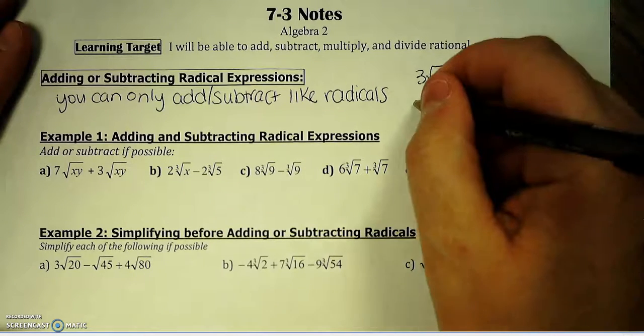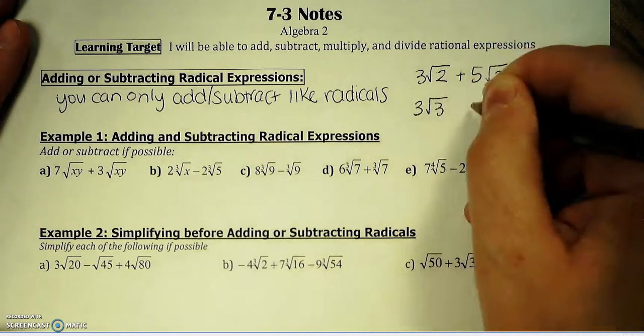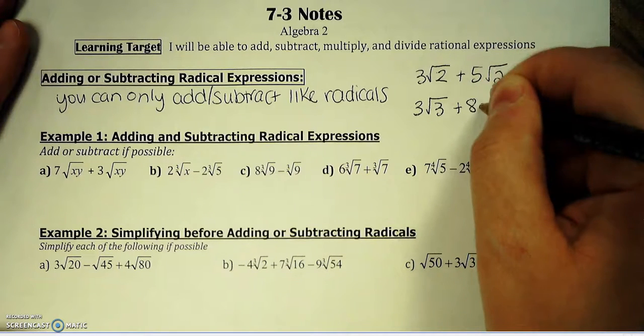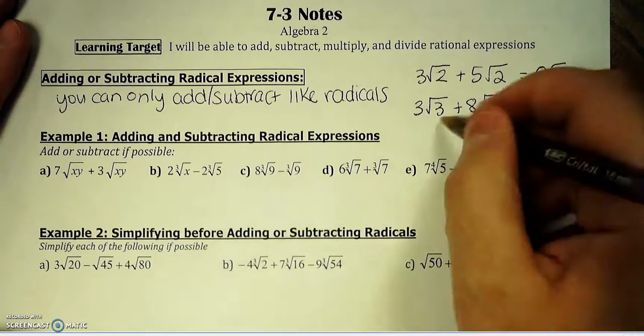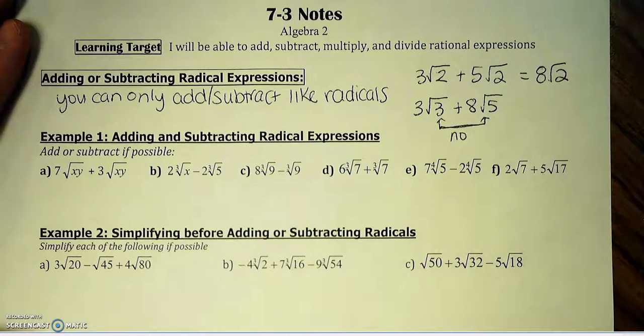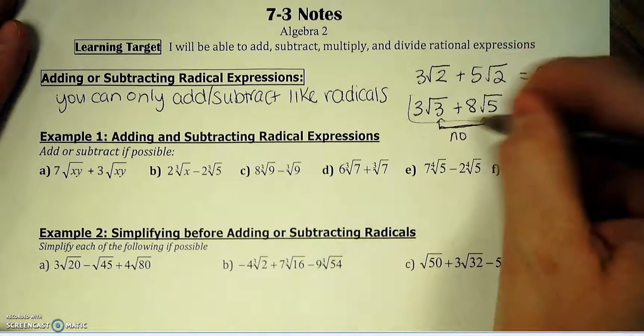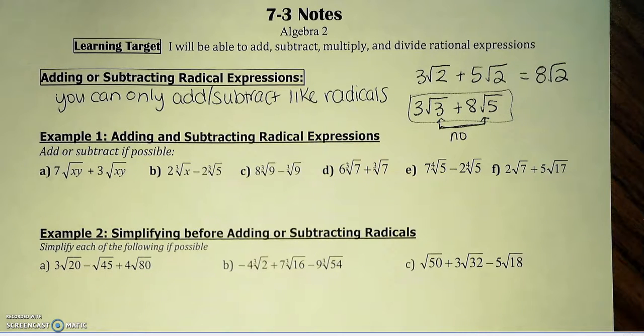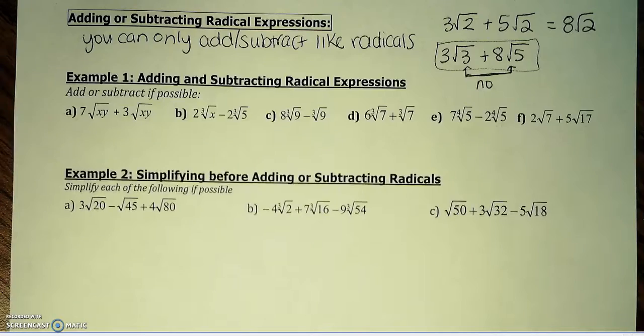Now, I cannot do, let's say, 3 square roots of 3 plus 8 square roots of 5. These are not what we consider like radicals, so I could not simplify that any further. This would be the most simplified form of that expression. I can't combine anything because I don't have any like radicals. So you can only add or subtract them if they have exactly the same thing under the root, and they both have to be the same type of root, like a square root or a cube root or a fourth root.